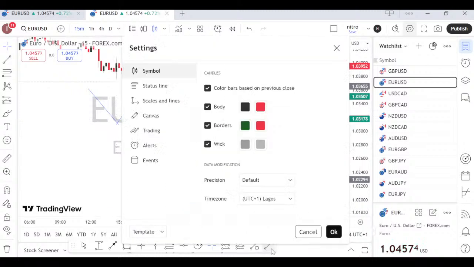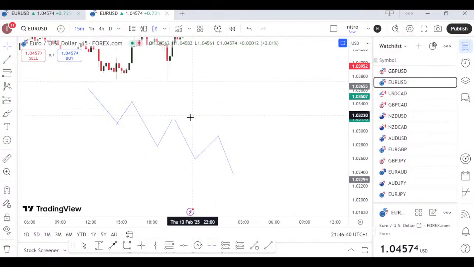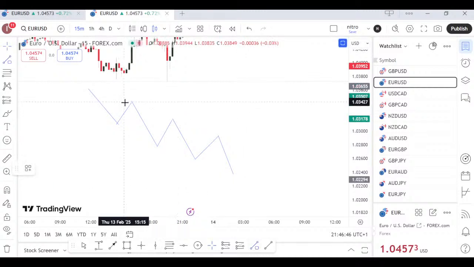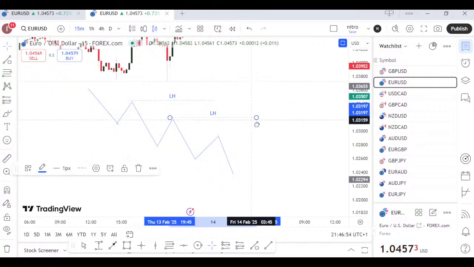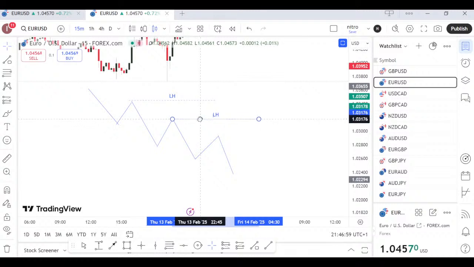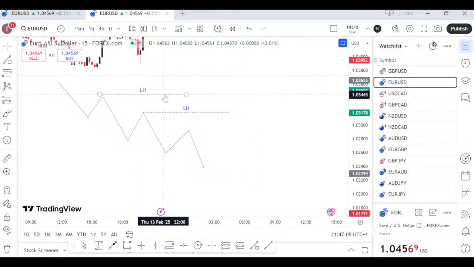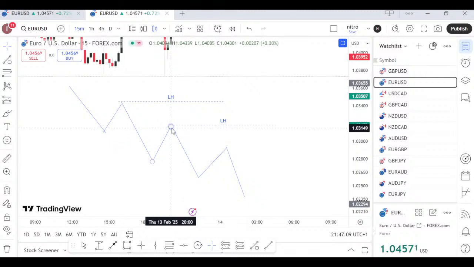Let me take away this watermark. All right, we have something like this where the market just keeps making... We can mark this out. This is a lower high, a lower high. We have another lower high. Clearly, you can see this next lower high didn't take out the previous lower high. That's one of the characteristics of a bearish market structure. When it keeps making lower highs, the next lower high will not go above the previous lower high.